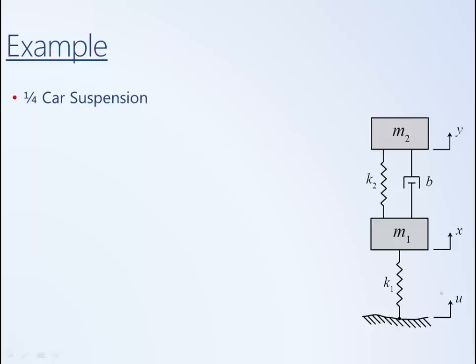This diagram over here is a representation of a car suspension. M2 is 1/4 of the total mass of the car. It's the sprung mass. It's the mass supported by the suspension. Here, the suspension will be modeled as having some damping B and some stiffness represented by the spring constant K2.